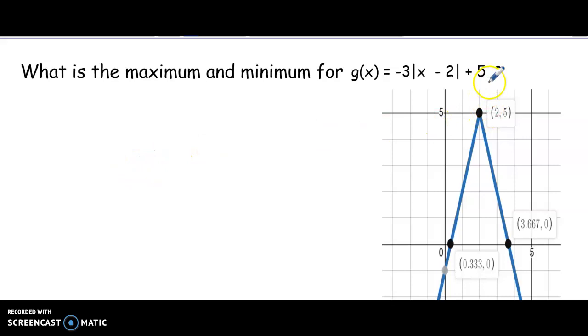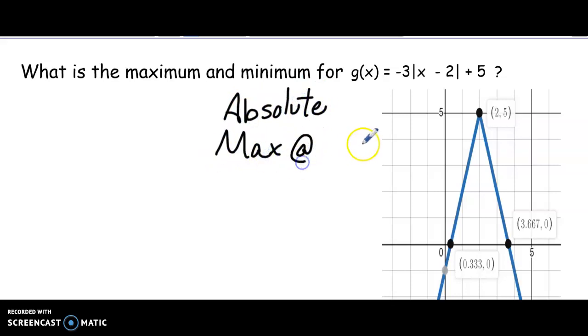Maximum and minimum. This is my graph. I plugged it into Desmos so I could get a picture. This is the tallest point, so we have an absolute max at the point (2, 5). Or you could say at 5. For minimum, we have no minimum, so that would be none.